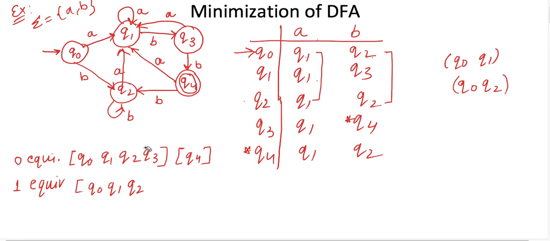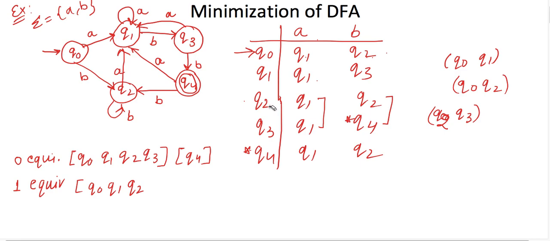Now check q3 against any one of them because they are of the same group. Let's check q0 and q3. You can take anything. You might be thinking, sir, why are you taking q0 with everyone every time? So let's take q2 and q3. Is it fine? Yeah. q2 and q3.